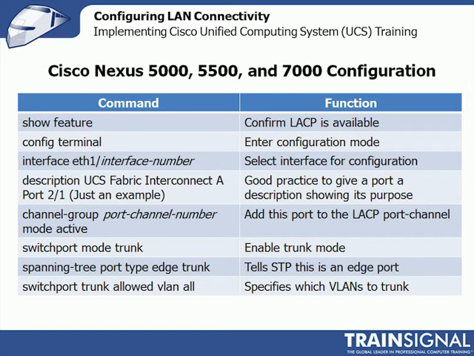Actually, if it's say a 7000, it may not be Ethernet 1. It depends on your modules. But it's interface Ethernet module/interface number. Usually give a description. I like descriptions.